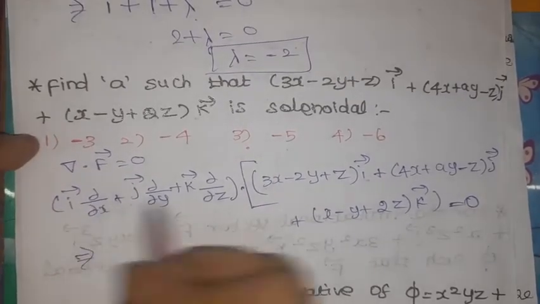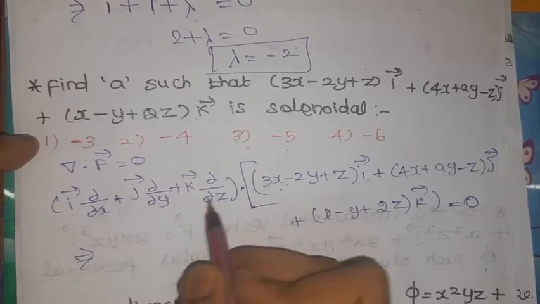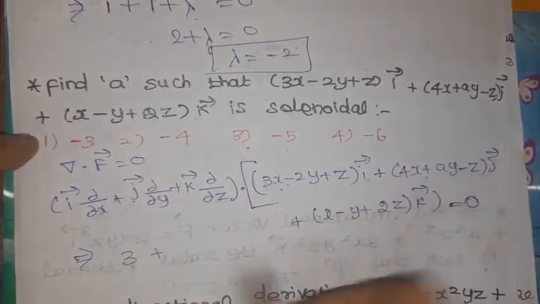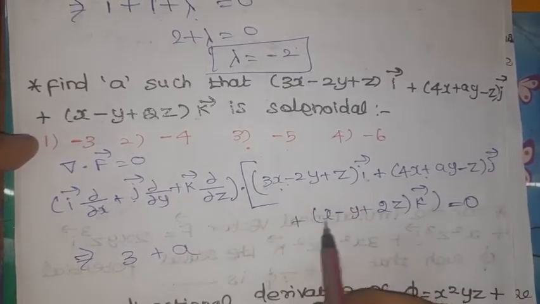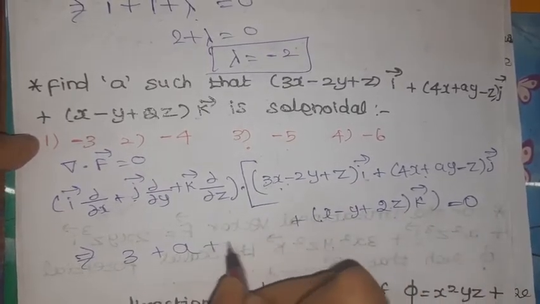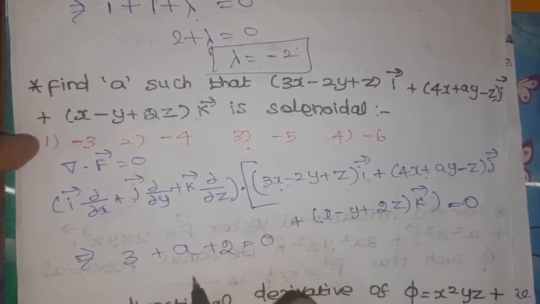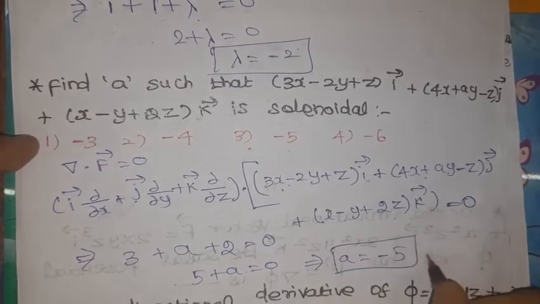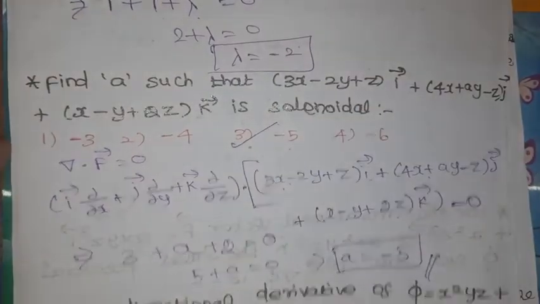Then dou by dou x of this term, what do we get? 3. Then j dot dou by dou y of this term gives a. Then dou by dou z of this term we get 2, equal to 0. So 5 plus a equals 0. Obviously a is equal to minus 5. Option 3 is the right option.